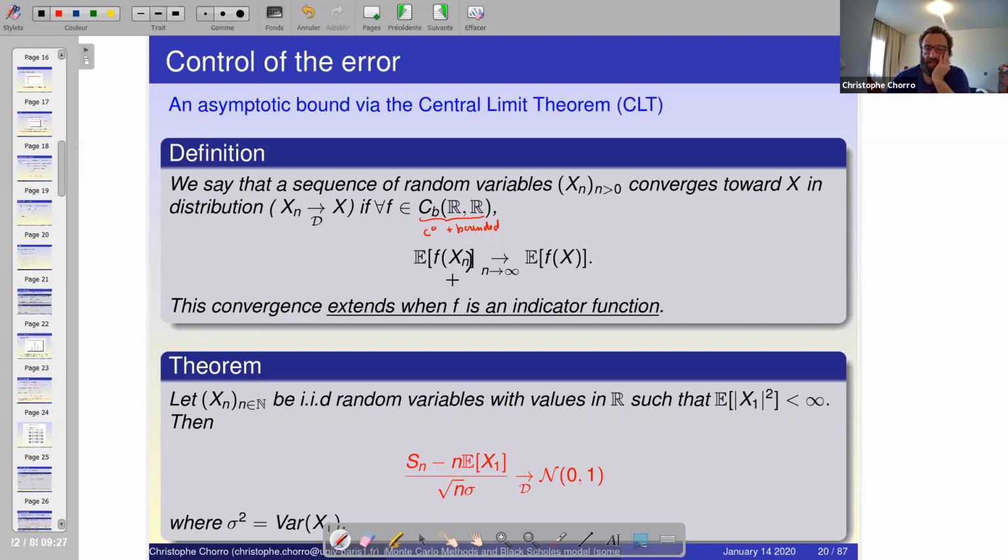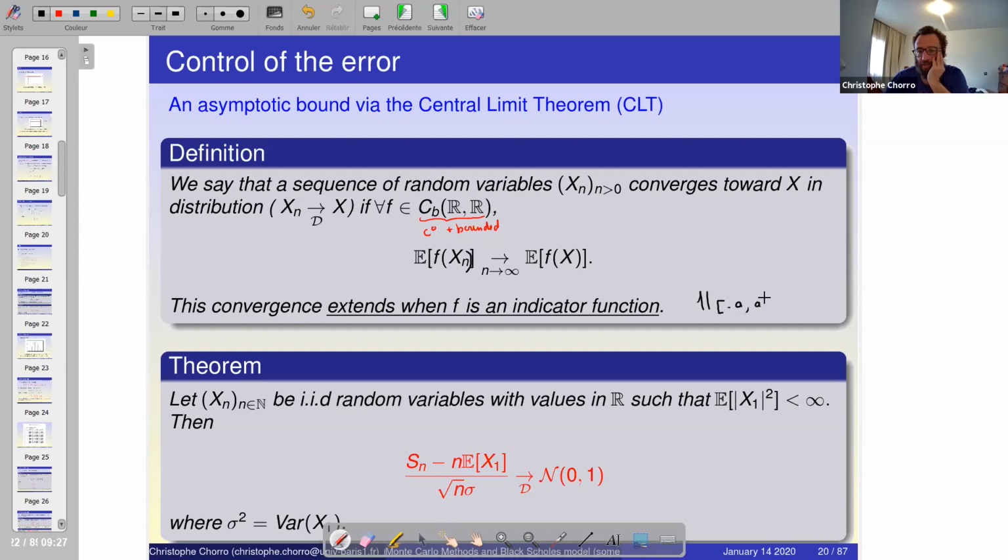And what is nice is that if I have this convergence for continuous and bounded mappings, naturally this convergence extends to the case where f is an indicator function. We know that an indicator function a priori is not continuous. So let's take, for example, the indicator function of an interval, the one that I will use later on.